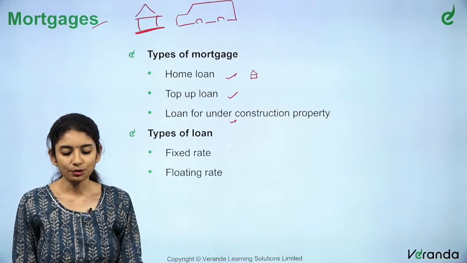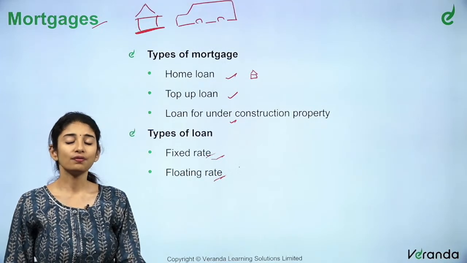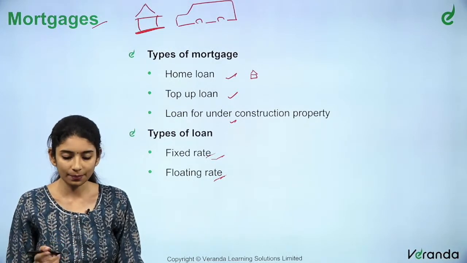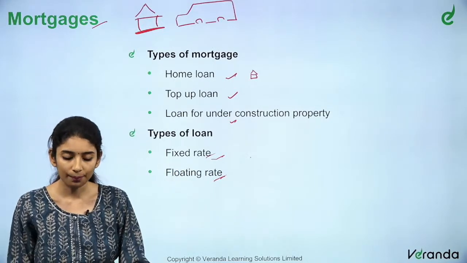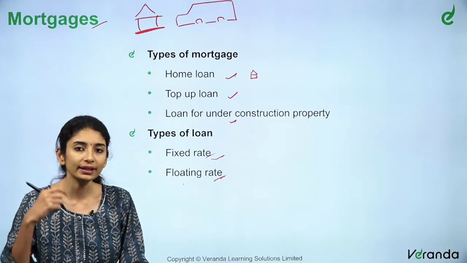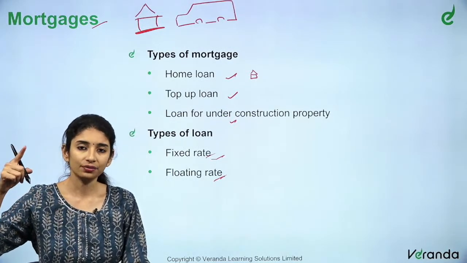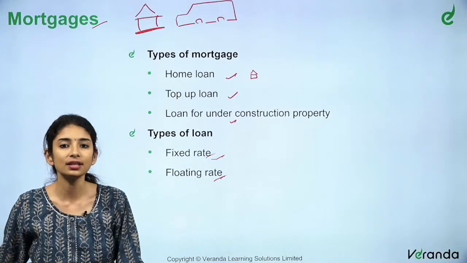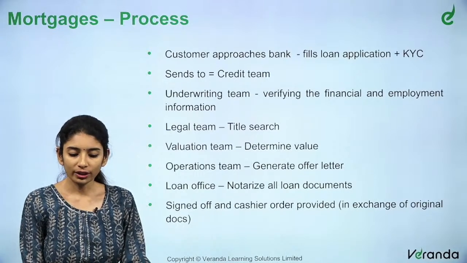Clear? Types of loan: fixed rate and floating rate. Under a fixed rate, the bank and the customer already decide the rate of interest, and that is applicable throughout the tenure of the mortgage loan. Floating rate depends on the economy. If the economy is performing well and interest rates are high, then it is a higher rate. If it is low, then it is a lower rate.